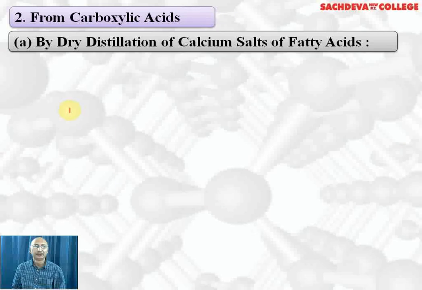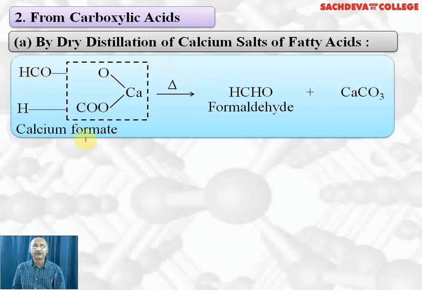Let's take up preparation of aldehydes and ketones from carboxylic acid. First is by dry distillation of calcium salt of carboxylic acid. Calcium formate, when heated, calcium carbonate will be removed. The product formed will be HCHO, which is called formaldehyde or methanal. Calcium carbonate is obtained as a side product.